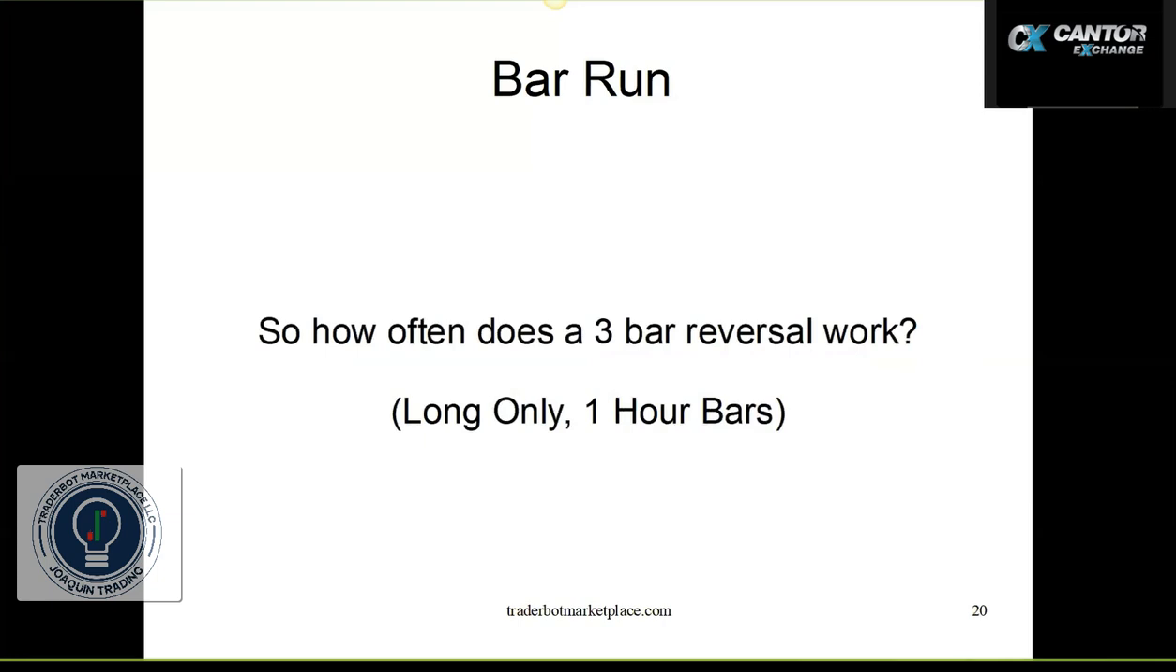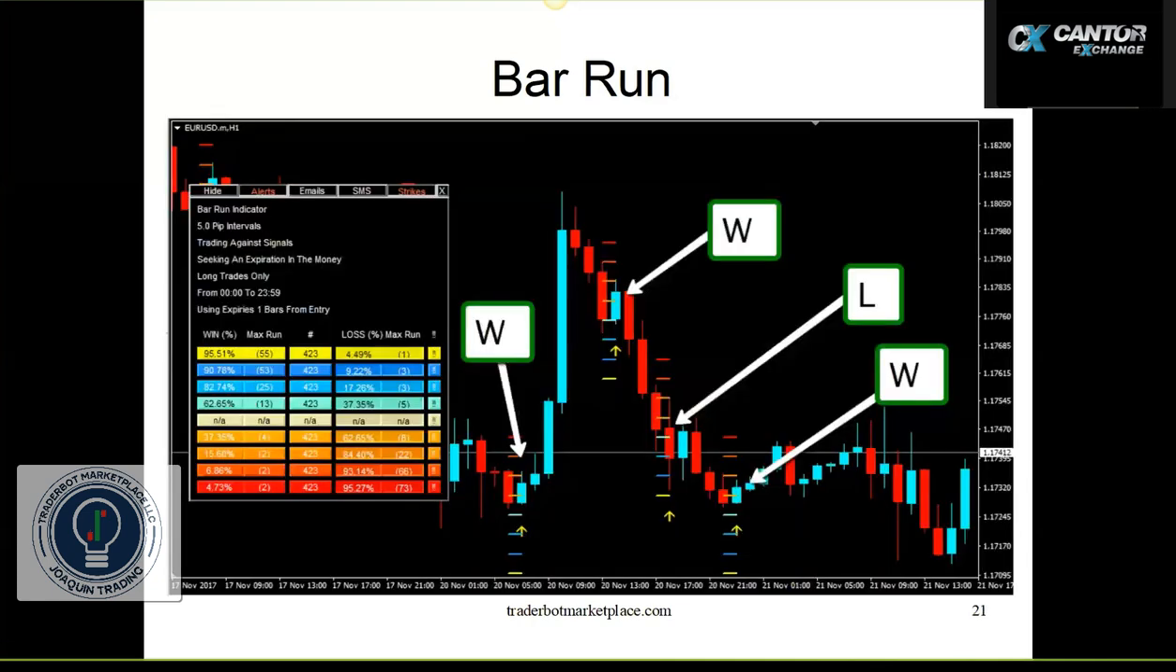So, how often does a 3-bar reversal work? Let's pretend that we're going long only. The reason we're going long only is because if you're trading binaries and you're using the tool suite, you have a little bit more of an advantage by going long only, especially on the shorter time frames. So we're going to go long only on a 1-hour bar only. Let's look here. You see these 3 red bars, 1, 2, 3. There's 3 red bars, and on the next one it reversed and expired up. And I've got a W right here. That's because after the 3 bars happened, it spit out a signal, which is right here. You can tell by the arrow.